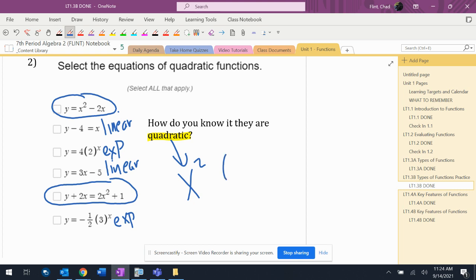X squared, I'm going to say, is the highest degree. Just to kind of mean there's some of them that will have an x squared, but if it has an x to the third, it's not quadratic. X squared has to be the highest degree in the function or the equation.